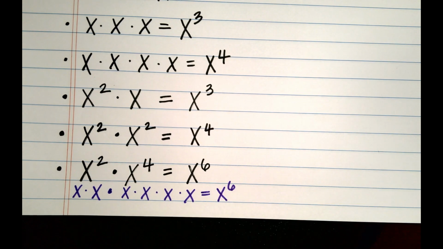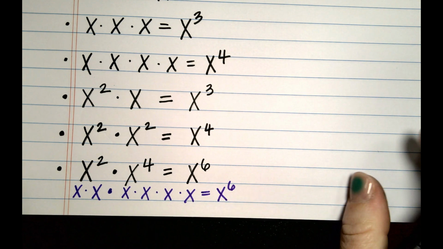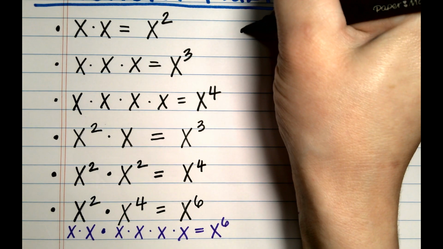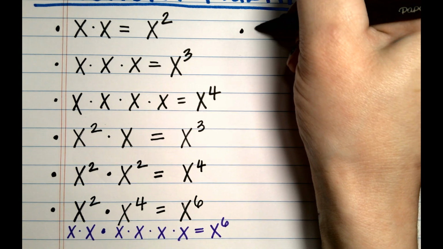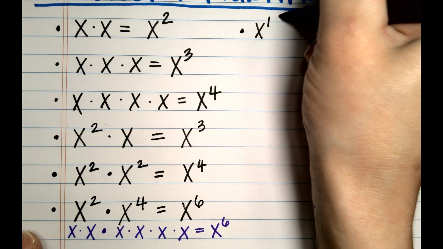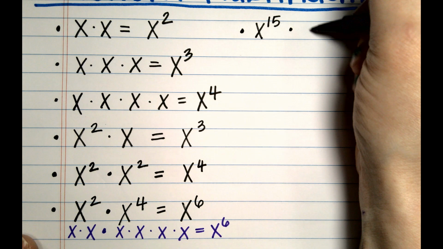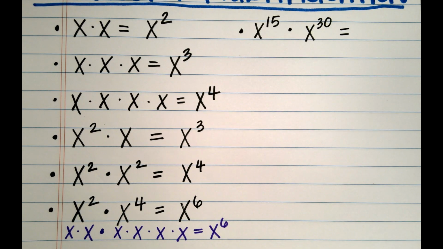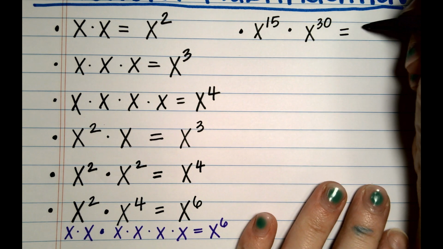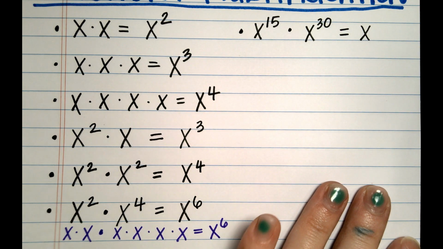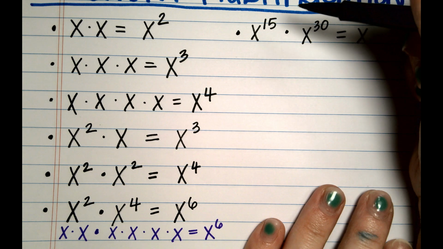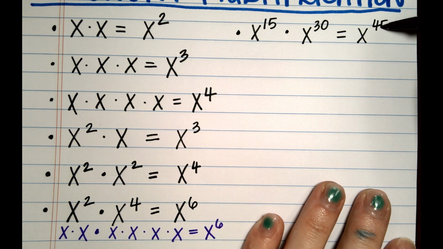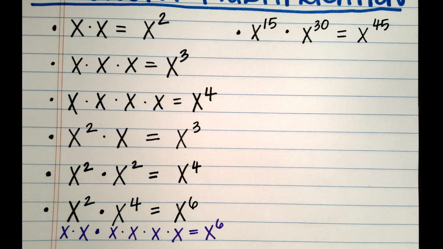That is pretty cool. How about I give you another one? Let's try x to the 15th power times x to the 30th power. X to the 45th power. Yeah, you're just adding the numbers. That's your quick and easy trick. X to the 15 times x to the 30. 15 plus 30 is 45. Huh, pretty cool.